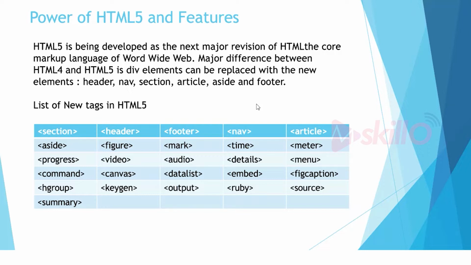The elements that are part of a division can be replaced with new elements, like the header element, nav element, section tag, article tag, aside tag, and footer tag. These are the main divisions your web page can be divided into with the help of HTML5. And in the table below you can see the new tags that are being added in HTML5.